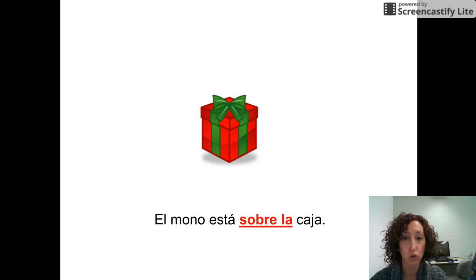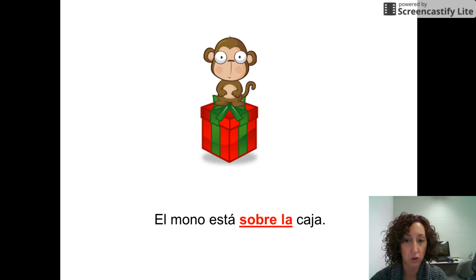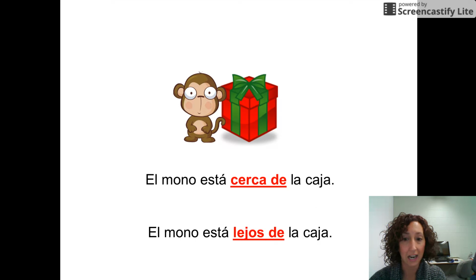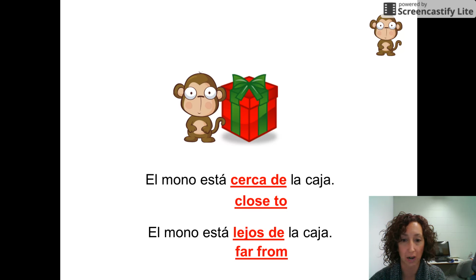Next one is sobre. El mono está sobre la caja. And as you can see, sobre is on the, which hopefully you've noticed that encima de and sobre pretty much mean the same thing, directly on, sobre la caja. This next one is cerca de and lejos de. So estos son opuestos. And cerca de, as you can see, cerca de, close to, while lejos de, the opposite, is far from. Cerca de, lejos de.